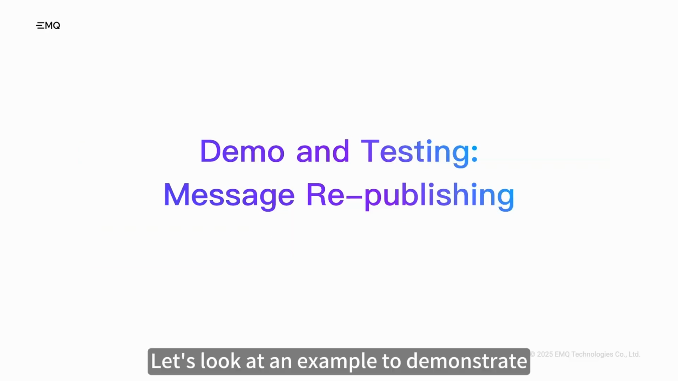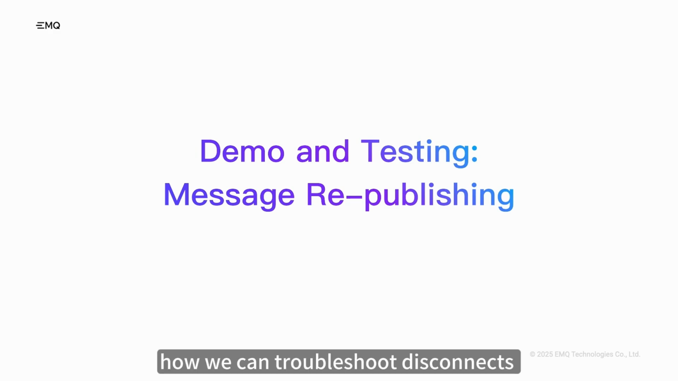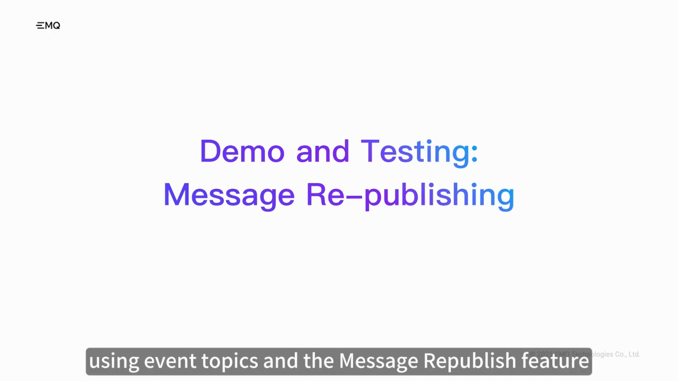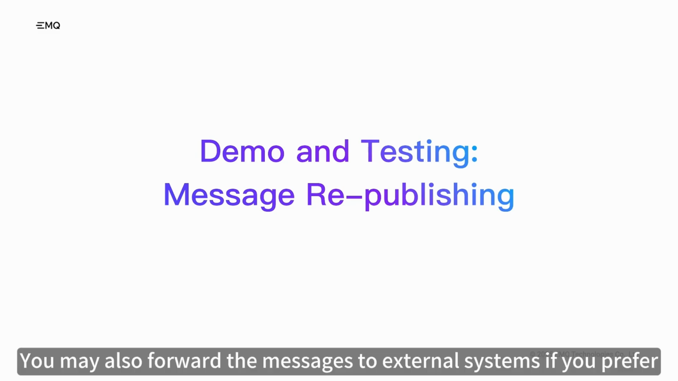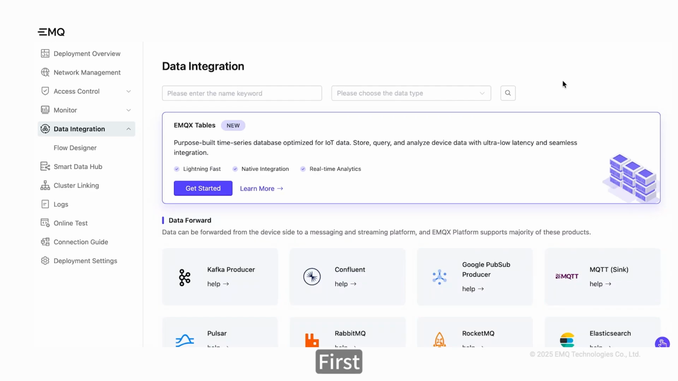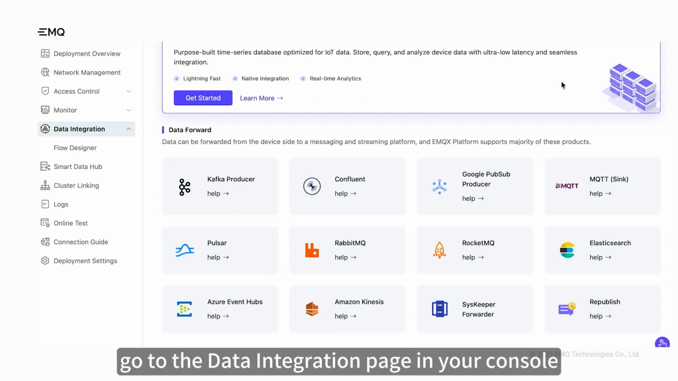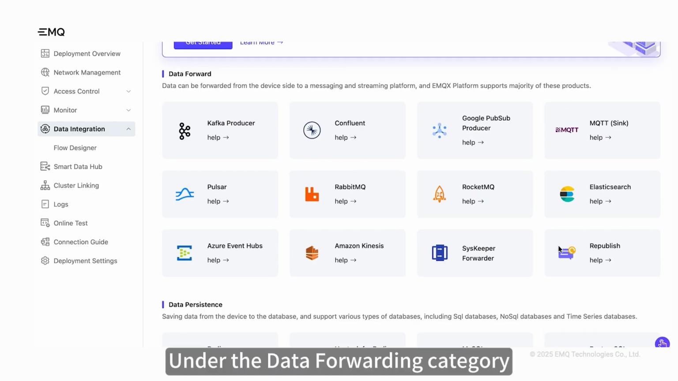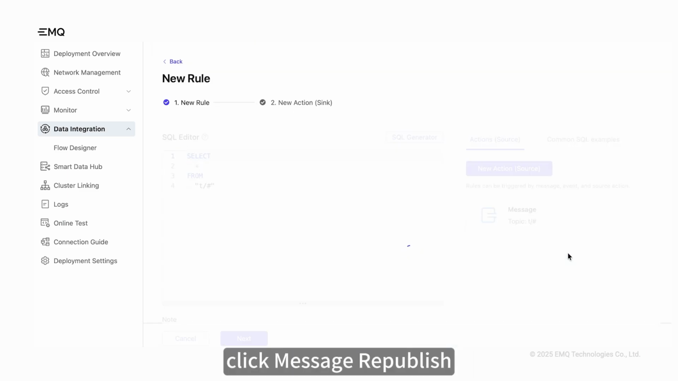Let's look at an example to demonstrate how we can troubleshoot disconnects using event topics and the message republish feature. You may also forward the messages to an external system if you prefer. First, go to the data integration page in your console. Under Data Forwarding category, click Message Republish.